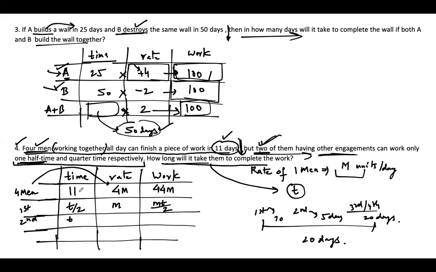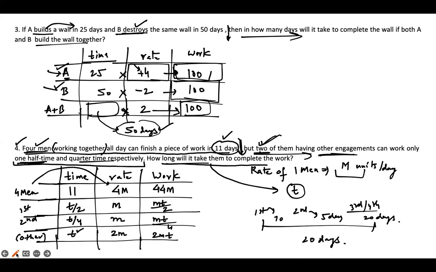Go on for the second man. Quarter time, so T/4. Efficiency or the rate, again, M, so MT/4. For the other two men, what will it be? Combine them and take 2T. Time T, and it's for 2M, so 2MT.